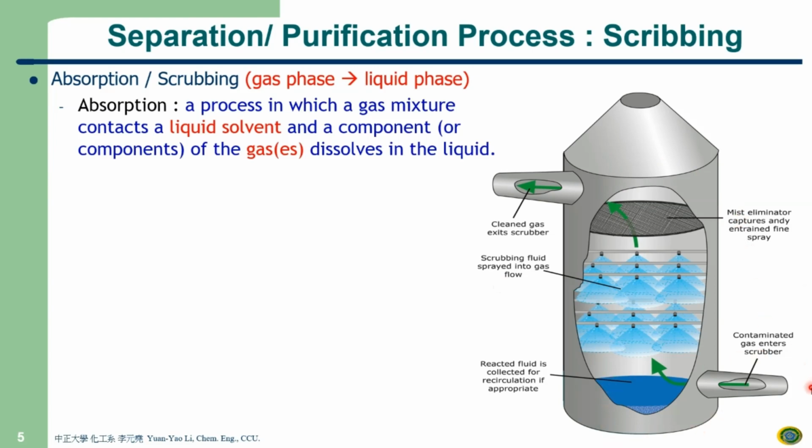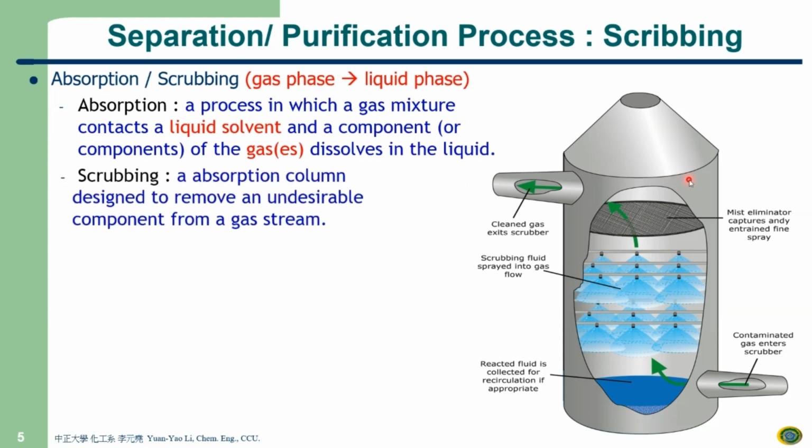You have a gas coming up from the bottom and going up, and you have a water shower. The gas goes through the shower, and the water absorbs something from the gas phase and comes down like this. So you come out with clean water and clean air from this part. Scrubbing is an absorption process designed to remove undesired components from a gas stream.